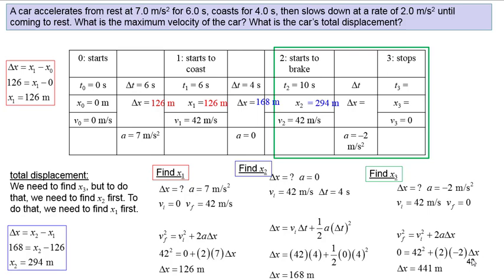That 43 is just the slide number, sorry. And we find out our delta x is 441 meters. That's our displacement as we go from event 2 to event 3. We have this much displacement. That's not our position though, that's our displacement.